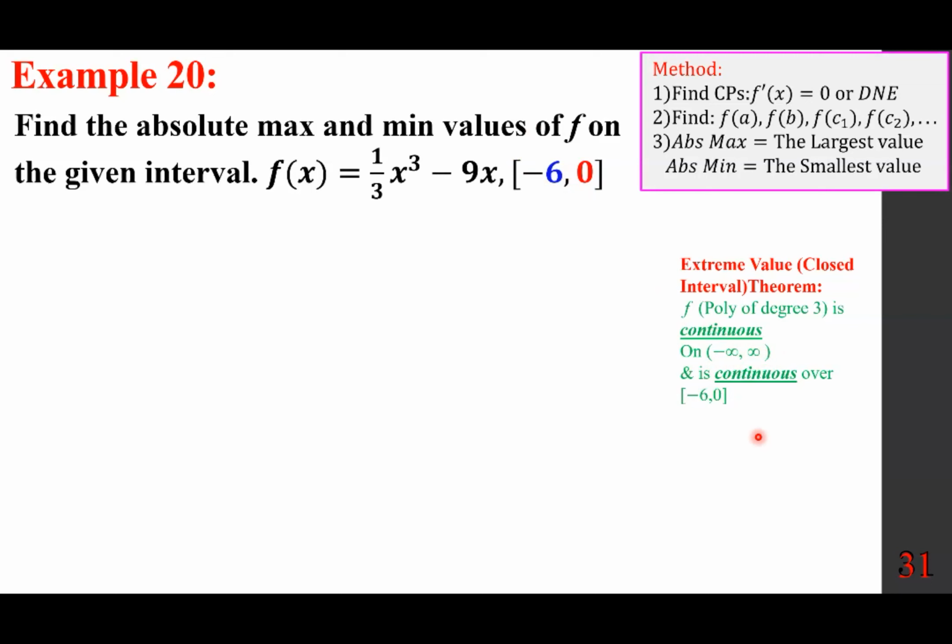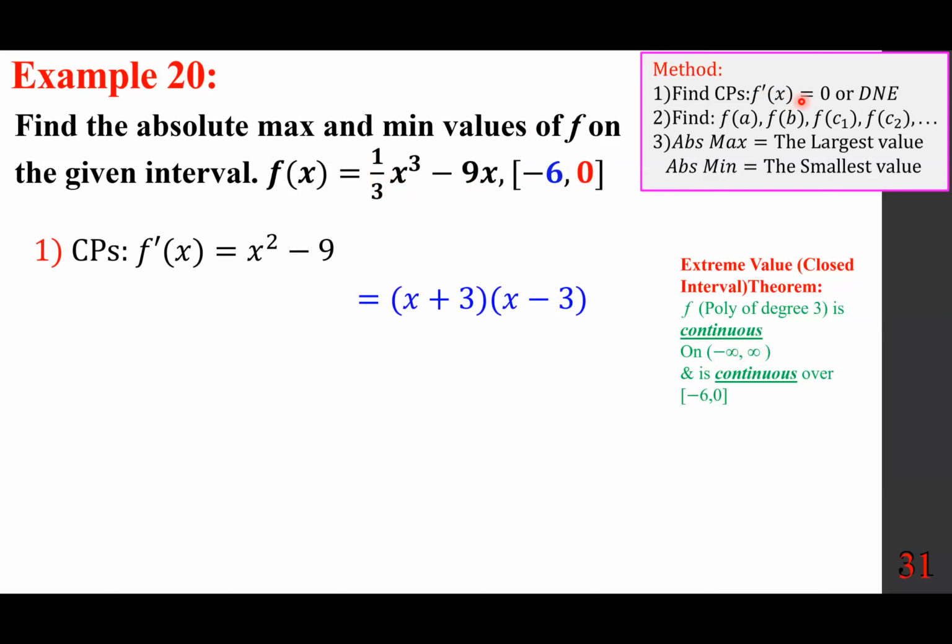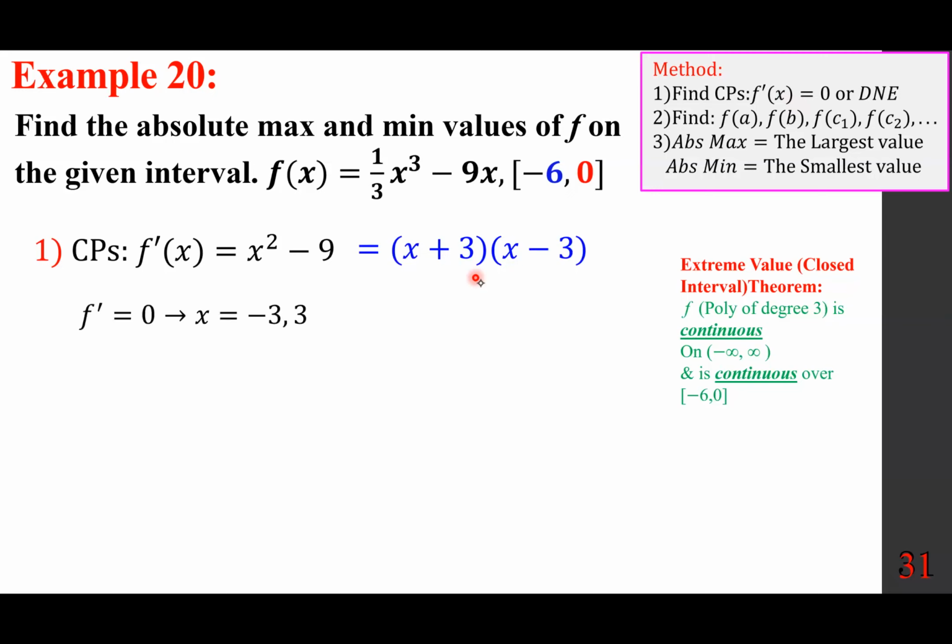So what is the procedure? The procedure is find f prime of x first. Let's do that. This gives you 1/3 times 3x squared, or simply x squared minus 9. So that's f prime. The procedure says set it equal to 0 and solve. To do that, we do the factoring: x plus 3 times x minus 3. And when we set it equal to 0, there are two answers. This gives you negative 3, this gives you positive 3.